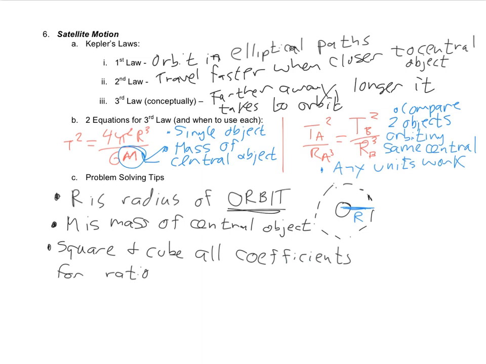One last thing, and this would actually apply to universal gravitation as well, but when we have those ratio problems, we want to make sure we square and cube all coefficients related to that. So, for example, if our radius is 3R, when we put it into our equation, it's really that entire quantity squared, or that entire quantity cubed. So 3R cubed would really be 27R cubed. So you have to cube the coefficient in addition to cubing the variable.